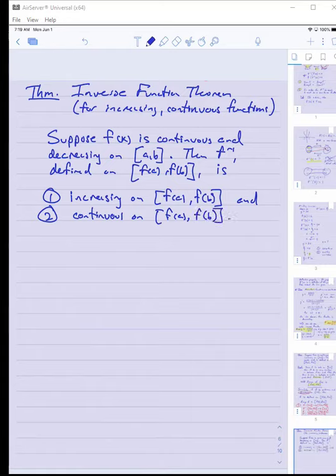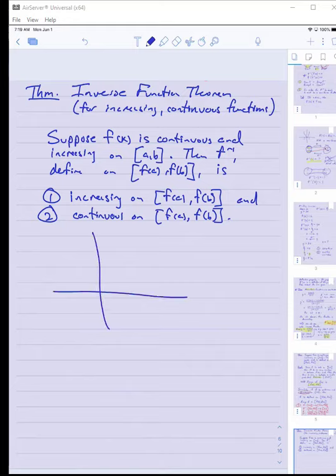Okay, meaning what? If we have a decreasing... I just got done saying we were doing increasing and I wrote decreasing. Let's change that. Okay, so the theorem is saying if we have a continuous increasing function, that the inverse will also be continuous and increasing.